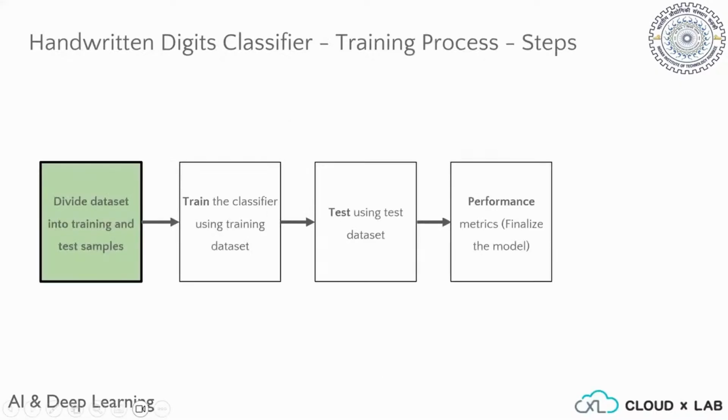So we will first divide the dataset into two parts, a training part and a test part. We will use the training part to train our model. We will use the test part to evaluate our model performance. And then we will use some performance metrics to evaluate the performance of our machine learning model. That performance metric can be accuracy or any other metric depending upon our dataset and what type of task we are performing, right?